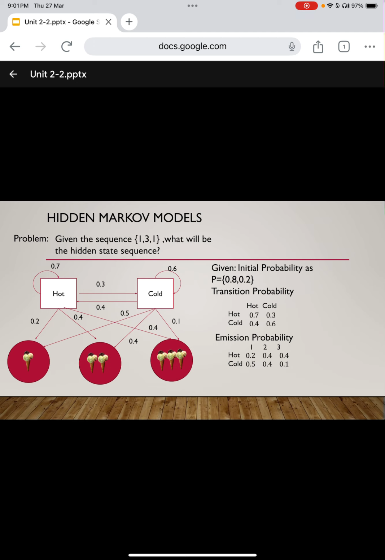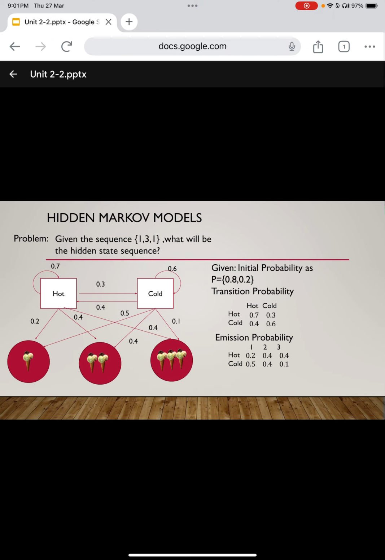ice creams. So we have the initial, or prior, probability of being hot as 0.8 and the prior probability of being cold as 0.2. So the prior probabilities of hot and cold are 0.8 and 0.2. And the transition probabilities are: hot given hot is 0.7 and cold given hot is 0.3, and hot given cold is 0.4, cold given cold is 0.6.